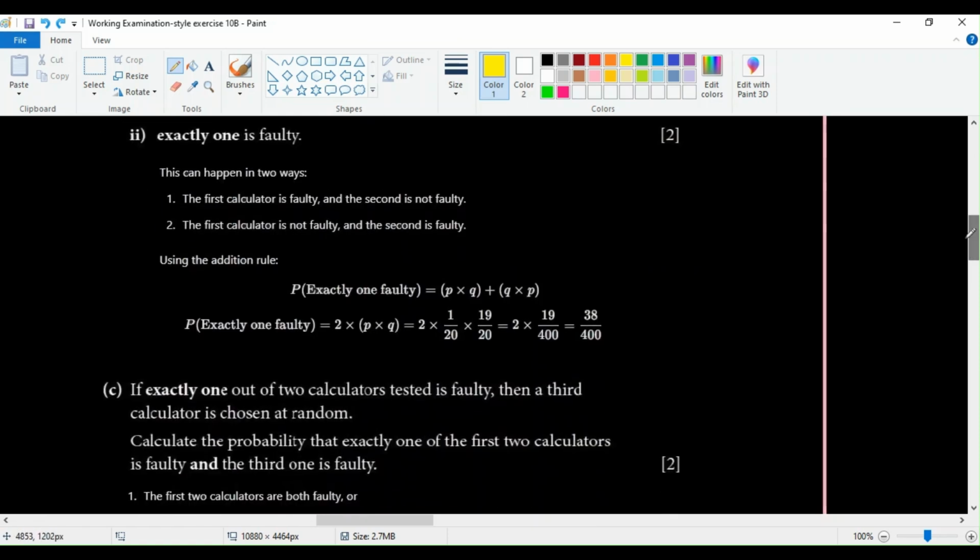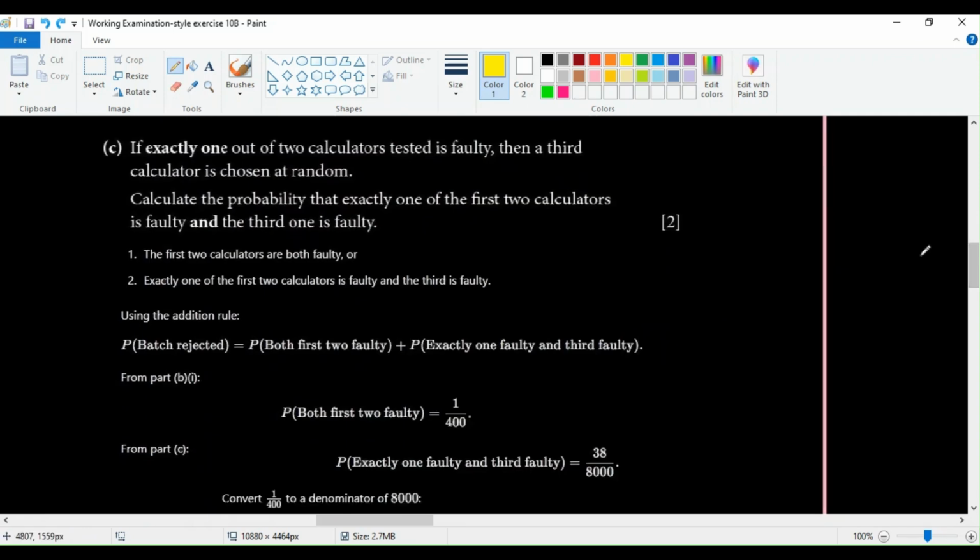Now comes the second part. It says exactly 1 is faulty. This can happen only in two ways. The first calculator is faulty and the second calculator is not faulty. The second possibility is the first calculator is not faulty and the second is faulty. Using the addition rule, we need P times Q plus Q times P. This is the probability of having one faulty. In here, 2 times 1 over 20 times 19 over 20 is going to give you the final answer, which is 38 over 400, for this part of the question.